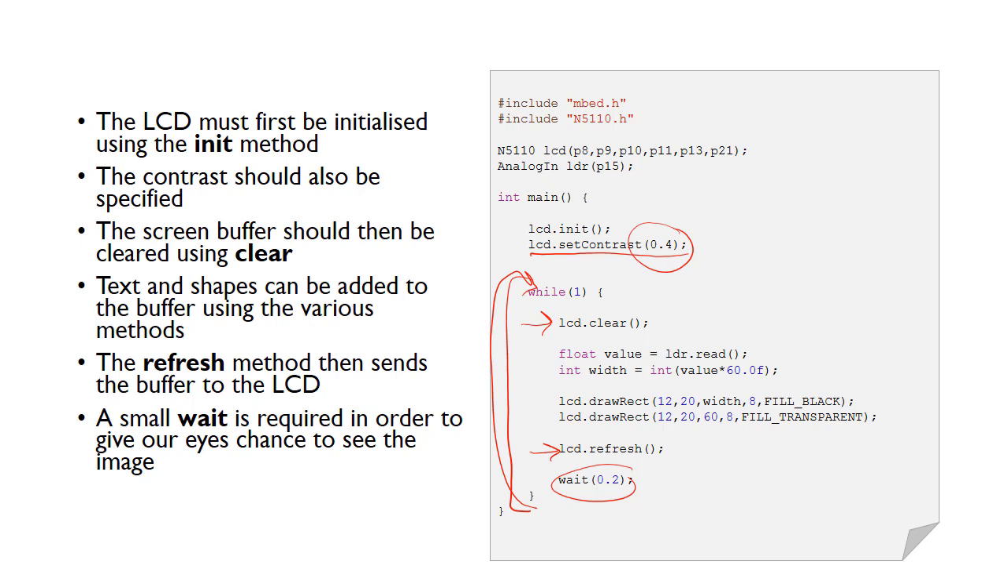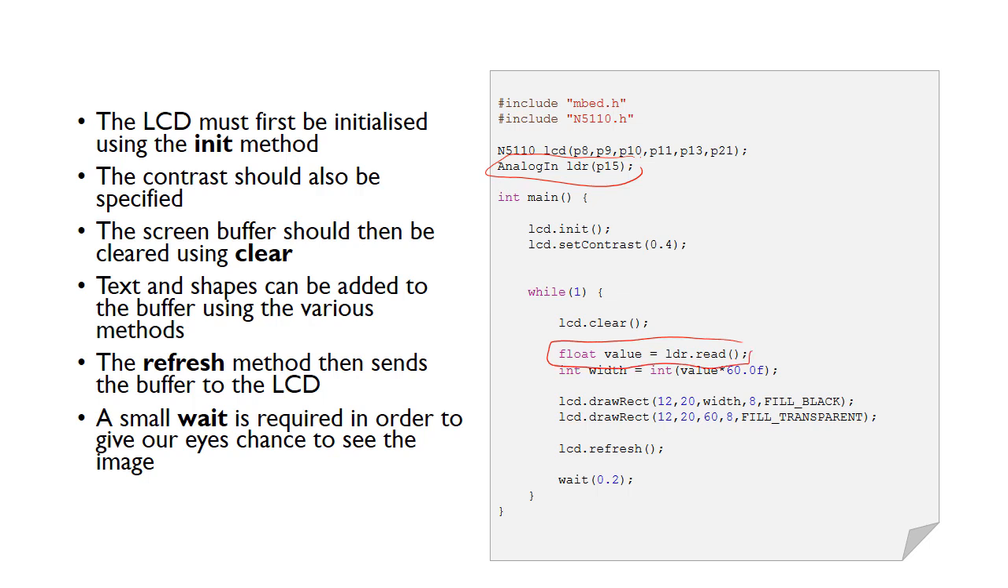In this example, I've actually set up another input, an LDR, a light dependent resistor, connected to one of the analog pins. We're going to get the value from the light dependent resistor, which is a float in the range 0.0 to 1.0, and multiply it by 60 and change it to an int. So in this variable, width, we'll have a value from 0 to 60. And then the LCD library comes with lots of different methods you can use for drawing shapes and stuff.